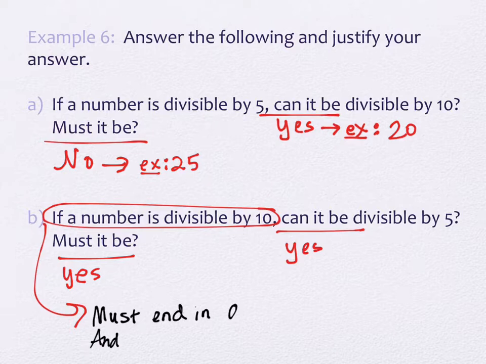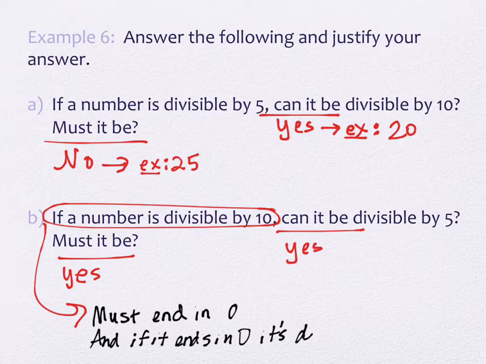And if it ends in 0, it's divisible by 5. It's not the only thing that's divisible by 5, right? But it does divide by 5. It's half of the divisibility rule for 5. One of the two facts that can be present.